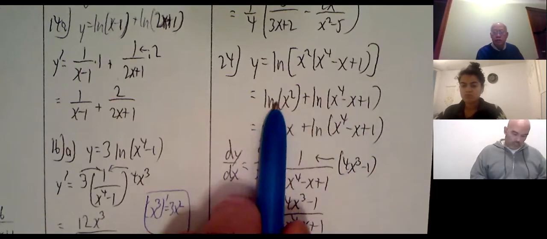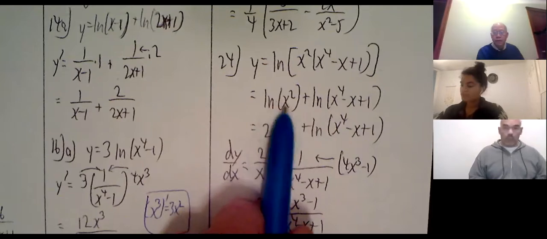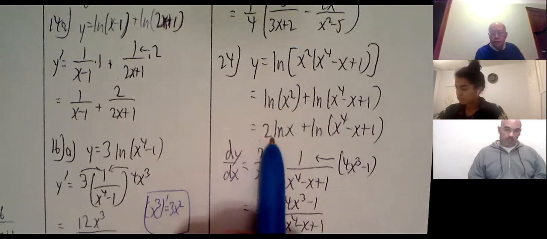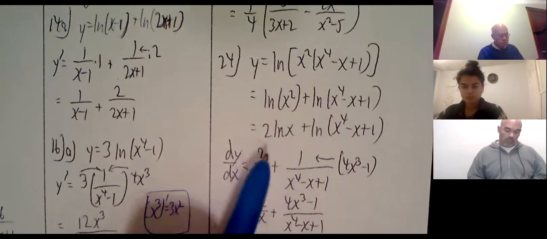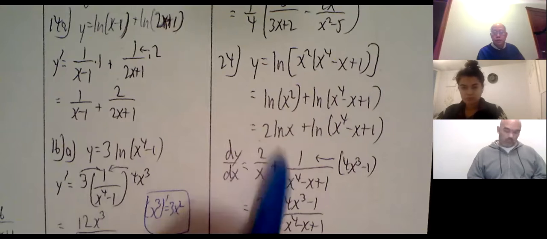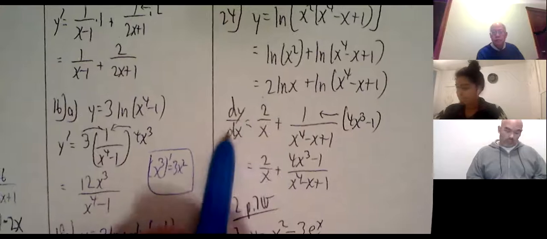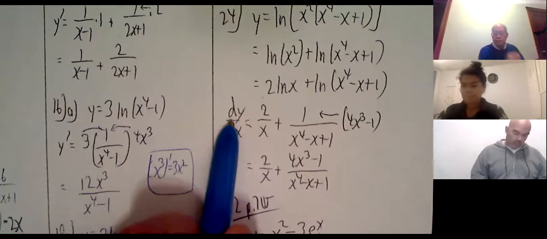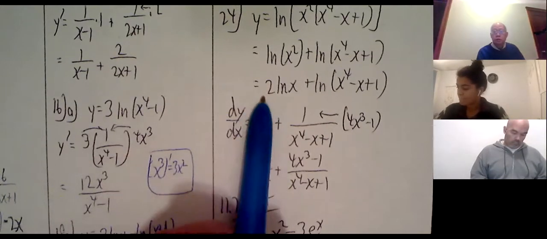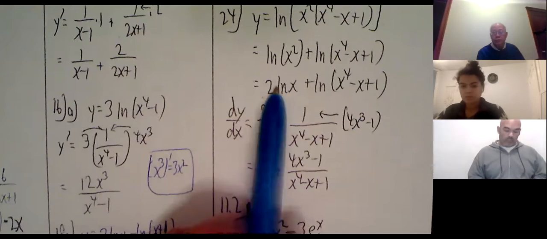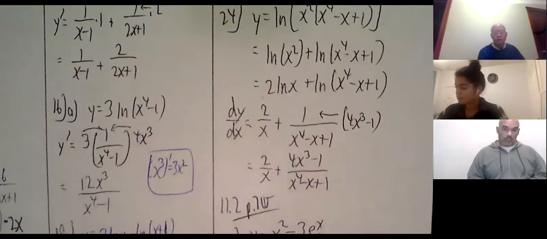This one, however, you can do something. ln of x squared, 2 comes out in front, 2 natural log of x. So now I'll take the derivative of this thing. So dy dx, which means derivative, 2 times the derivative of ln x, 2 times 1 over x. So 2 times 1 over x, 2 over x.